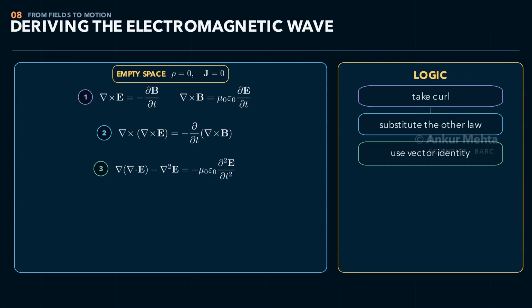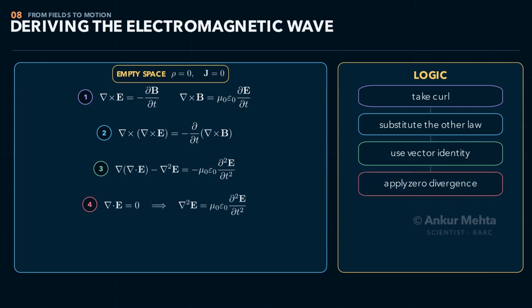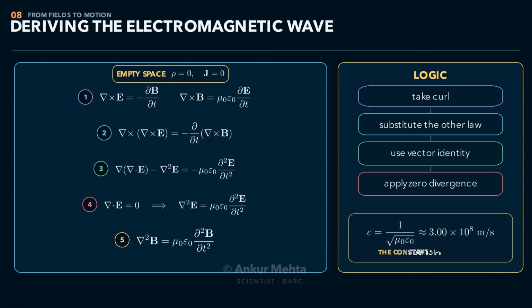What remains is the wave equation. The Laplacian of E equals mu naught epsilon naught times the second time derivative of E. Repeating the argument gives the same equation for B. Comparing with the standard wave equation reveals the speed 1 divided by the square root of mu naught epsilon naught. Numerically, this is approximately 3 times 10 to the 8 meters per second. Maxwell had derived the speed of light from electrical and magnetic constants.